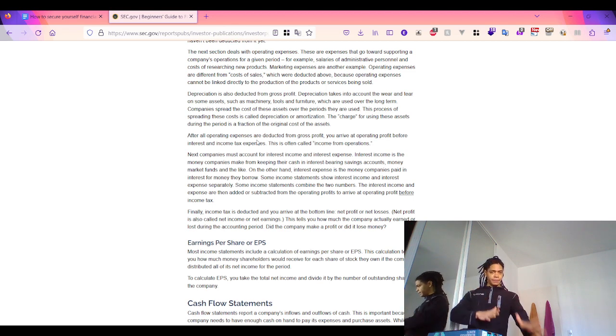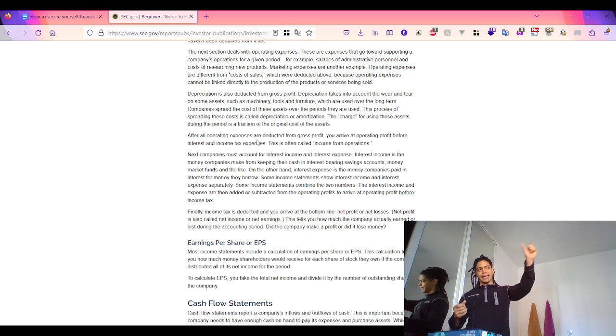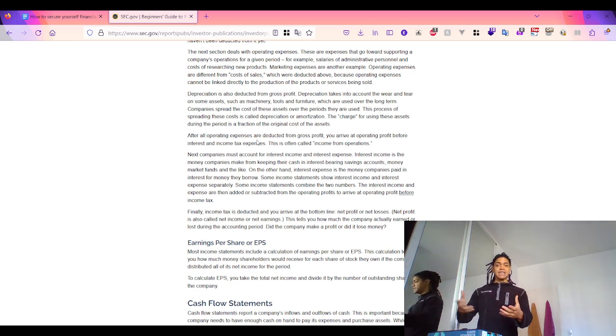So then I also look at the cash flow statement, which reports the company's inflow and outflow of cash. It reviews information from the balance sheets and the income statements, and it's important that the company has cash on hand because for things like purchasing assets or paying expenses, they need that.